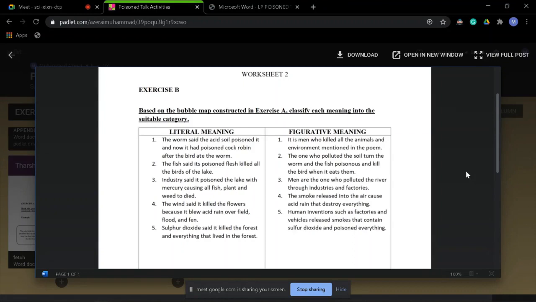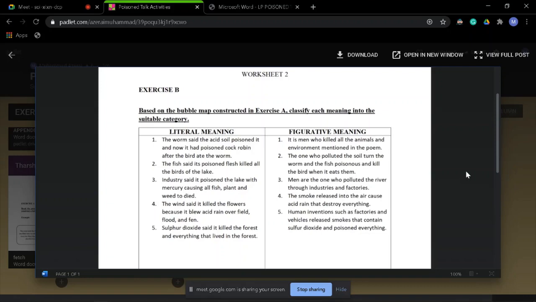So the figurative meaning is number one: a man who killed all the animals and environment mentioned in the poem. Literal meaning number three: industry said it poisoned the lake with mercury, causing all fish, plants, and woods to die. For figurative meaning number three: men are the ones who polluted the river through industry and factories. Literal meaning number four: the wind said it killed the flowers because it blew as rain over field, flood, and fern.